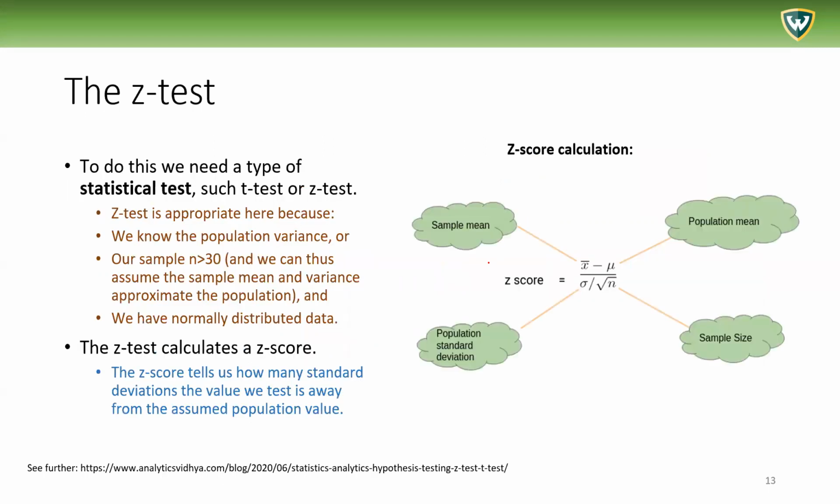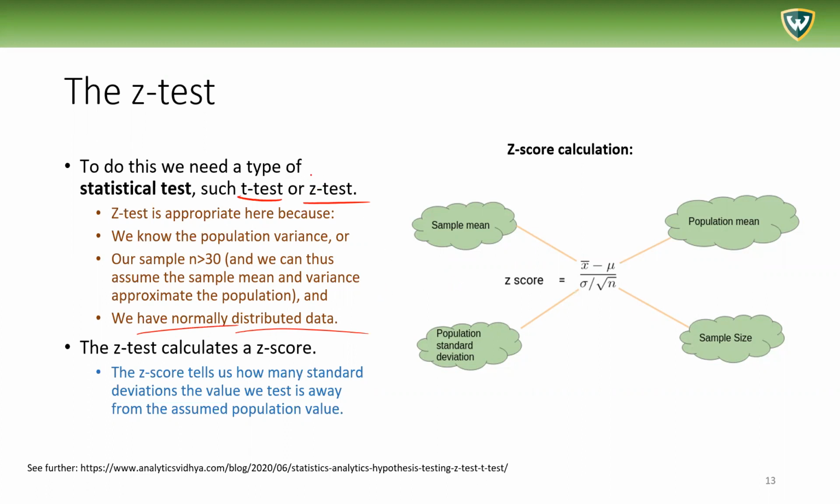So to do the hypothesis testing, we need some kind of test, a statistical test. And there are many of them, and some of the common ones are t-test or z-test, and you may have heard about these. A z-test is going to be appropriate when we know the population variance or our sample n is greater than 30 instances, 30 individuals. And we can thus assume the sample mean variance approximate the population, because usually the higher the n, the more the sample approximates the population distribution. And also, though, we need to have normally distributed data. So we're already assuming that we have normally distributed data because exam scores follow a normal distribution.